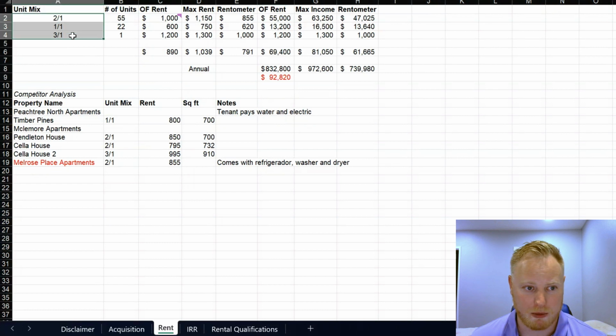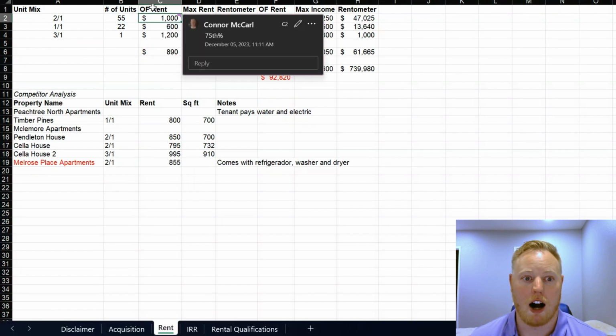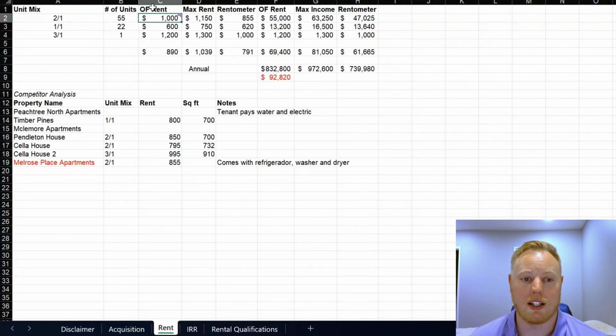I have the unit mix: 2-bedroom, 1-bath, 1-bedroom, 1-bath, and 3-bedroom, 1-bath, and the number of units for each of those unit mixes. This is the offering memorandum rent, what was listed by the broker. This is the max rent that he suggests could be rented out in this area.